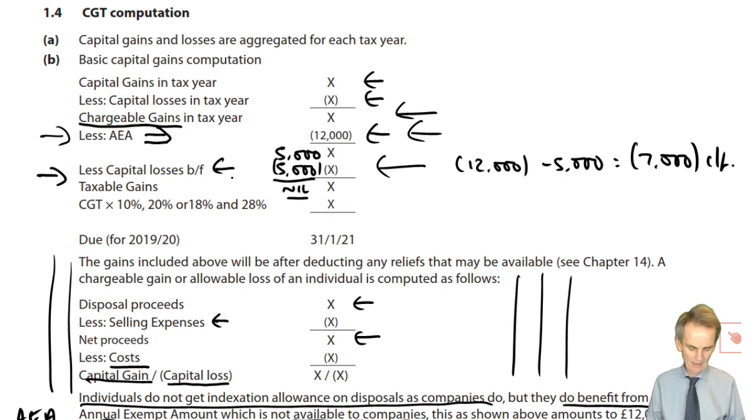So using your FA2019 rules, get your net gains, take out the AEA. If there's still a positive, a chargeable, a taxable gain, then deduct any capital losses brought forward. And if there's more capital losses brought forward than gains chargeable, then you bring it down to nil taxable gains and then carry forward the remaining net loss.